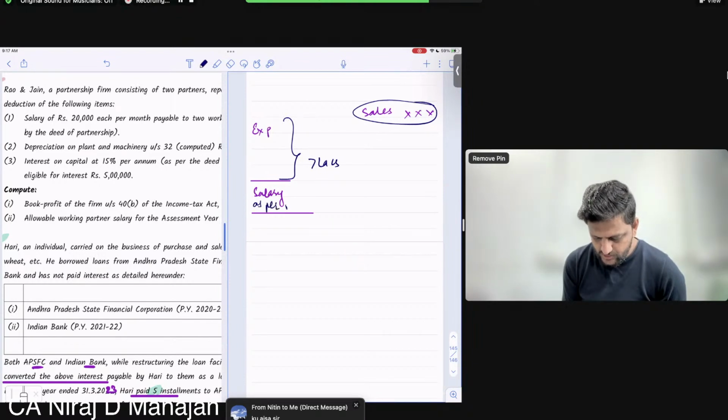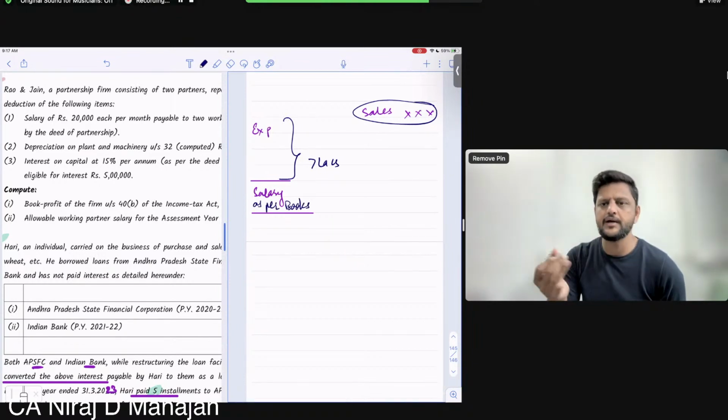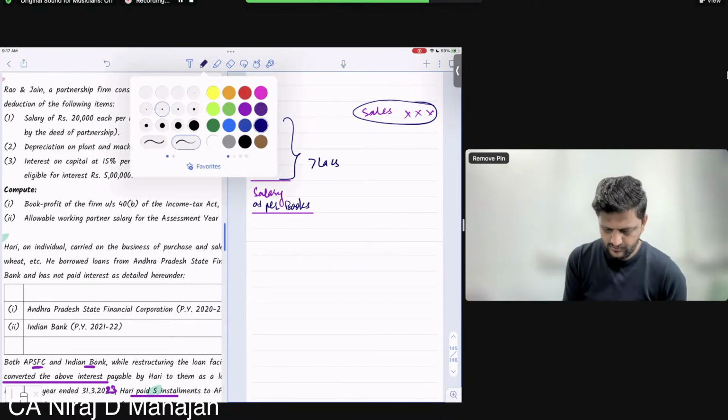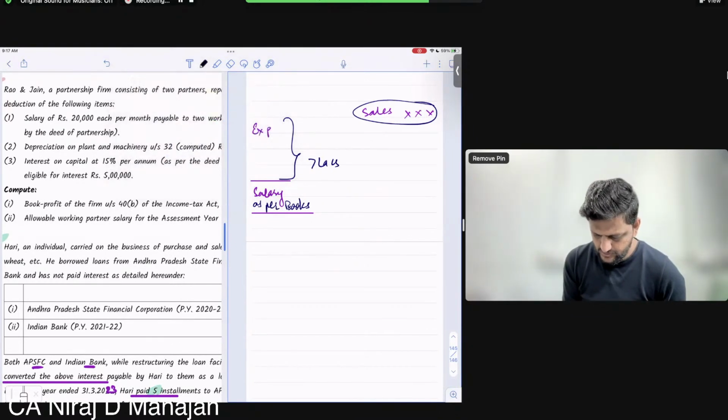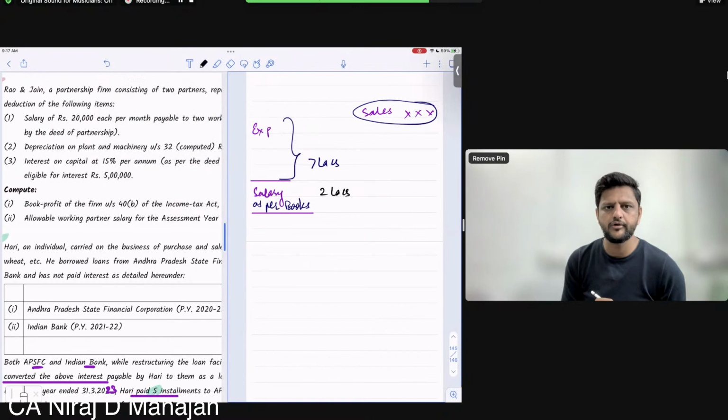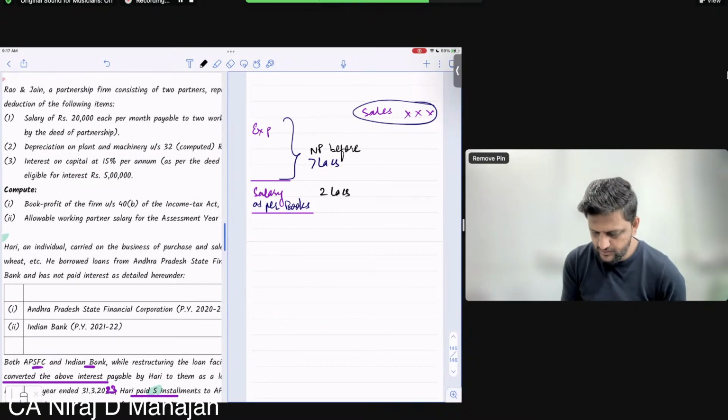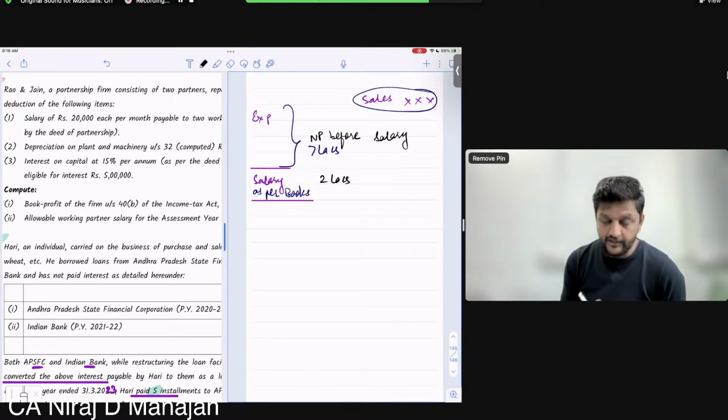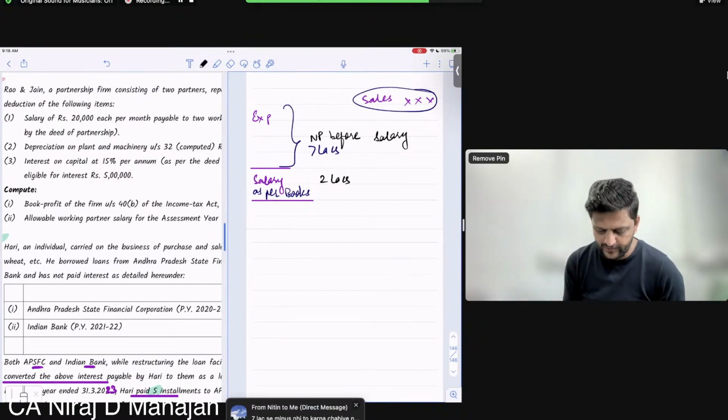Salary as per books. Let us say, again I'm changing the example, it is 2 lakhs. Okay, everybody? This is profit, net profit before salary. Okay, till here all of you. And again, further more expenditure of 2 lakhs of salary. So net profit after salary is how much now? 5 lakhs.